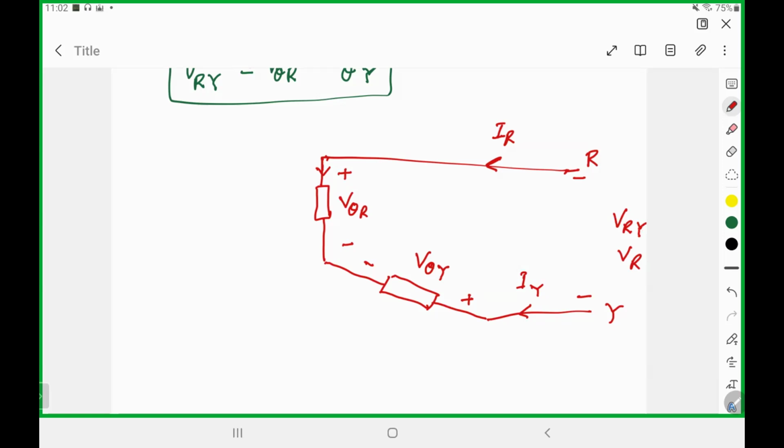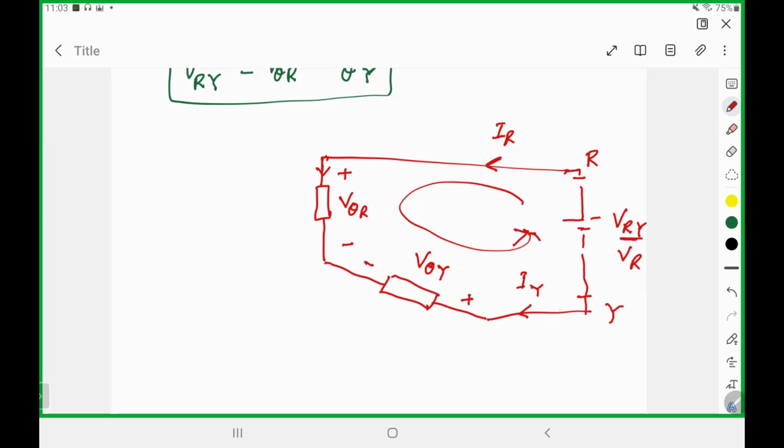Now to make our concept clear, I have to apply KVL in a closed loop. Just for the sake of assumption, we can take a voltage source connected here, and that makes my circuit a closed loop. I can consider this the voltage of this voltage source. Now you can apply KVL in this loop.